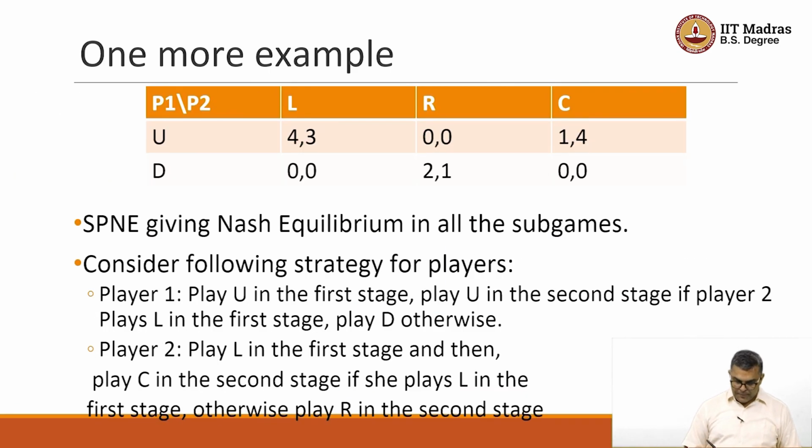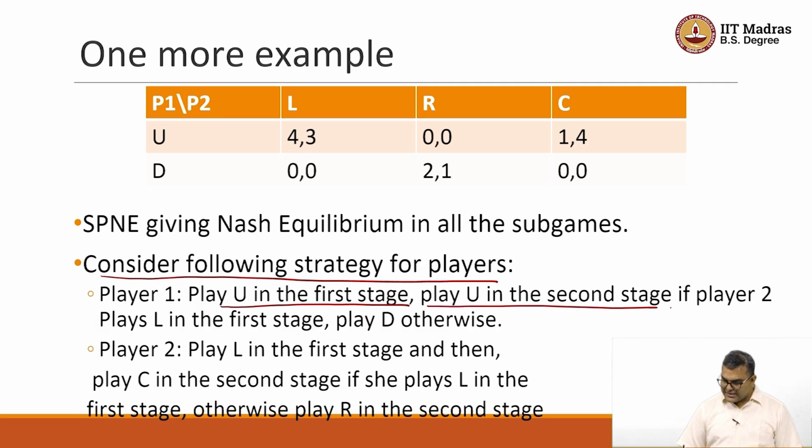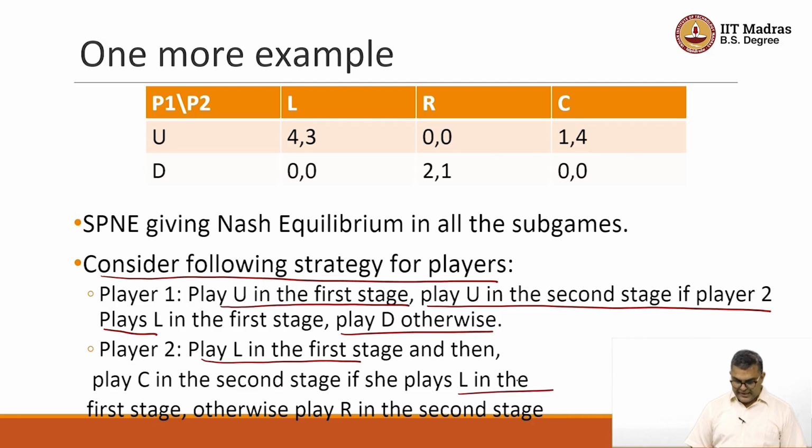So this is what we are talking about. We have to obtain the SPNE, and let us consider the following strategy. Player 1 plays U in the first stage, and plays U in the second stage if player 2 plays L in the first stage, and plays D otherwise. And player 2 plays L in the first stage and then plays C in the second stage if player 1 plays L in the first stage, otherwise plays R in the second stage. So this is the discussion going on between them.